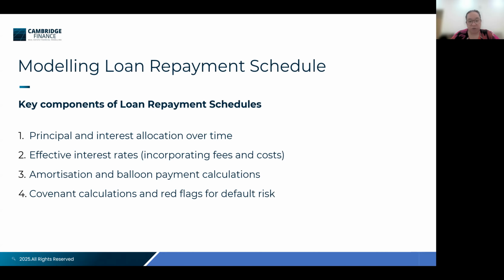Covenant calculations and red flags for default risk as well. These are also things that you need to model. What are the covenants? What are your ICRs, your DSCRs, your loan to values, LTVs, and do you have any red flags for default risk?